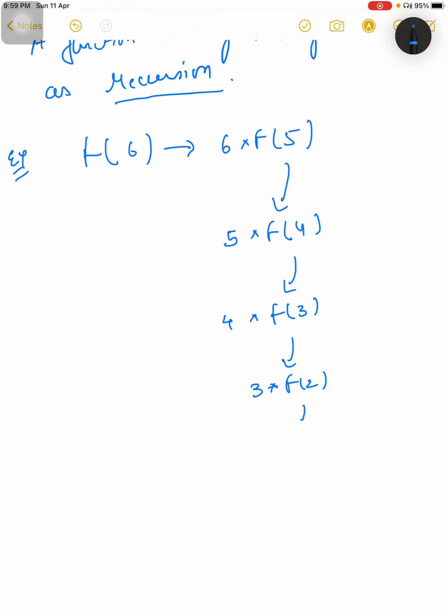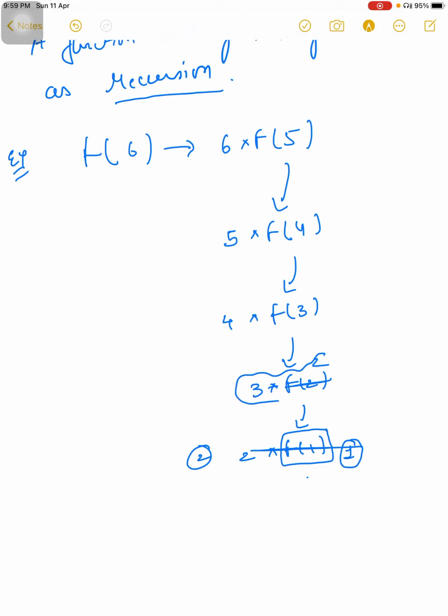Now again, moving to calculate the factorial of 2, we need to calculate the factorial of 1, and we will multiply it with 2. And now here we can terminate the function, as we know that the factorial of 1 is 1. So we can compute the value of this function, that is 2. We will put this 2 here, so the value of this is 6.